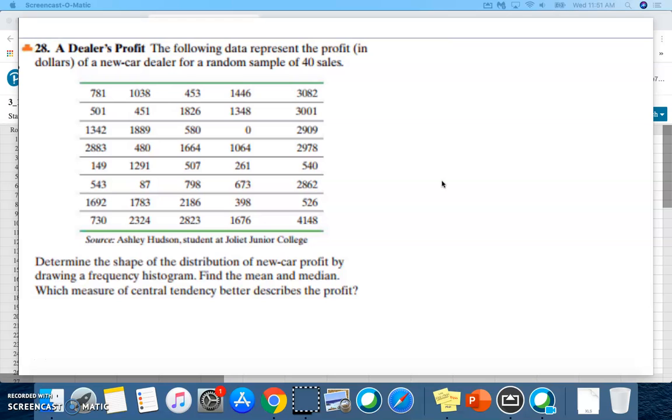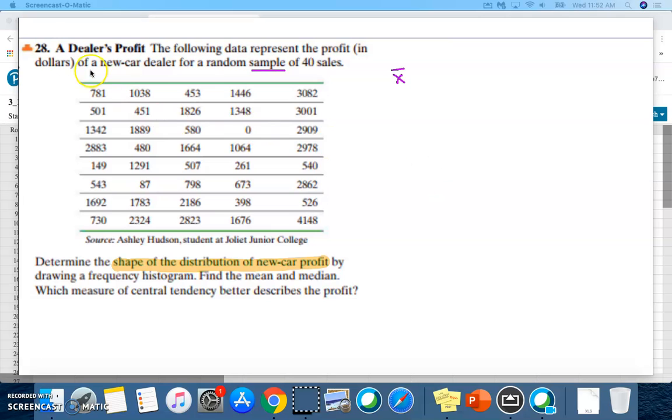So the median is more resistant to change in small and large values than the mean. Now we have this one looking at dealer's profit. The following data represents the profit in dollars of a new car dealer for random samples. Now you're seeing that word sample, so if we look for a mean, we're going to be using x bar, of 40 sales. You have all of the data here, and we want to determine the shape of the distribution of the new car profit by drawing a frequency histogram, and then find the mean and the median.